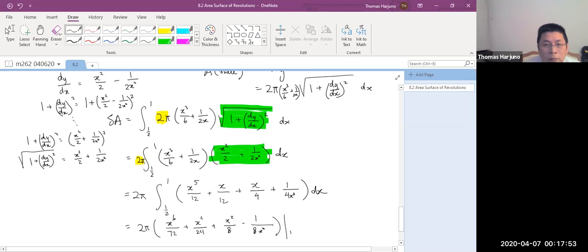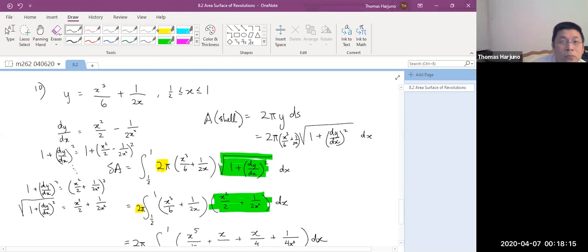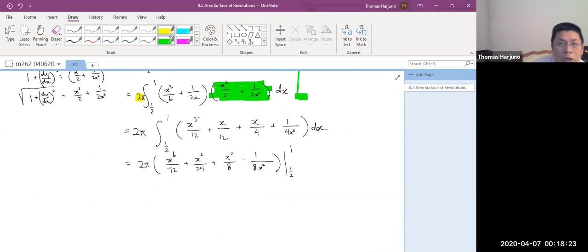From 1/2 to 1. Okay, then from there you just plug in numbers. Now that's for number 10. But Thomas, do you think this question is too hard? No, because what we learn here is just to set up. In this section, we only learn to set this up, and everything after that, we rely on how good you are in your technique of integration. Okay? Now, let's go on.